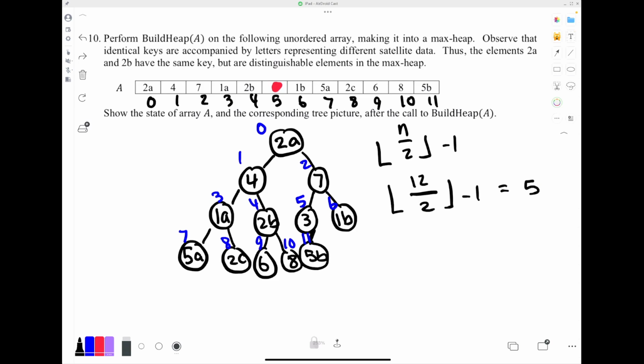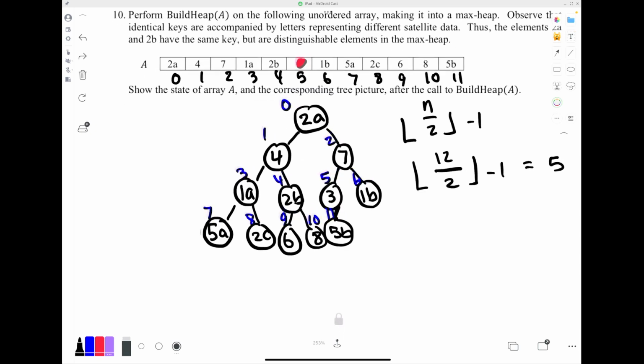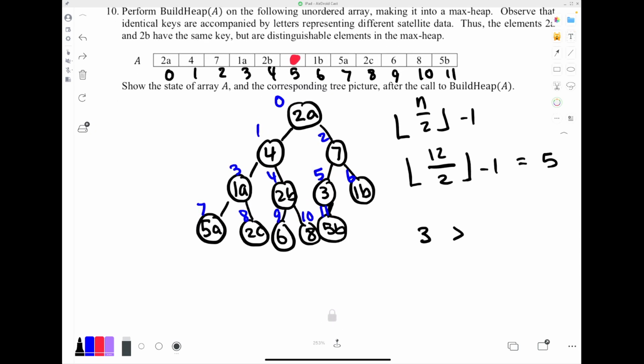5b is a child of 3, so we just compare if 3 is greater than 5b. The b and a in this problem just represent different types of satellite data, so it's not that important. We don't use it to compare. What we're really comparing is just the number, 3 and 5. So what we're really asking is, is 3 greater than 5? It's not, so we swap them. So 5b, 3. And we're done with that.